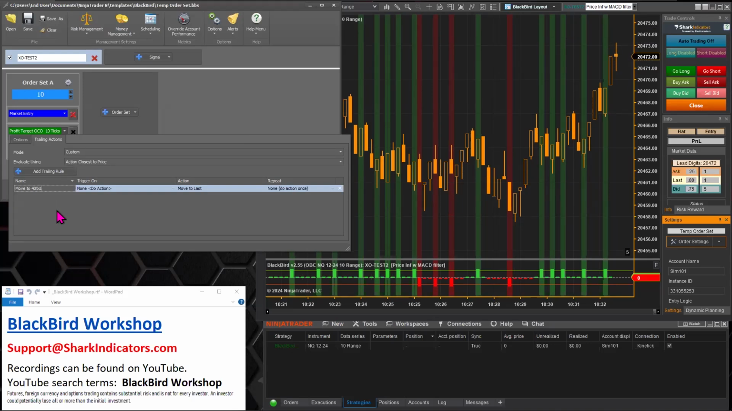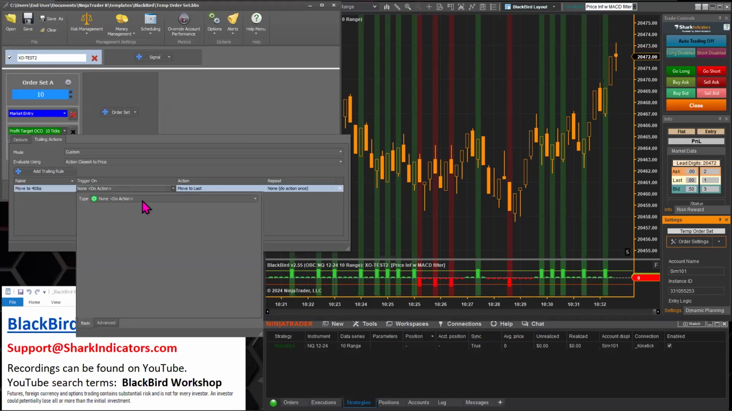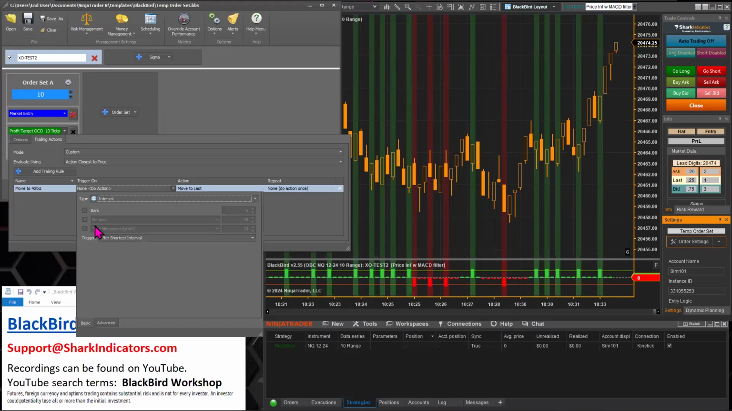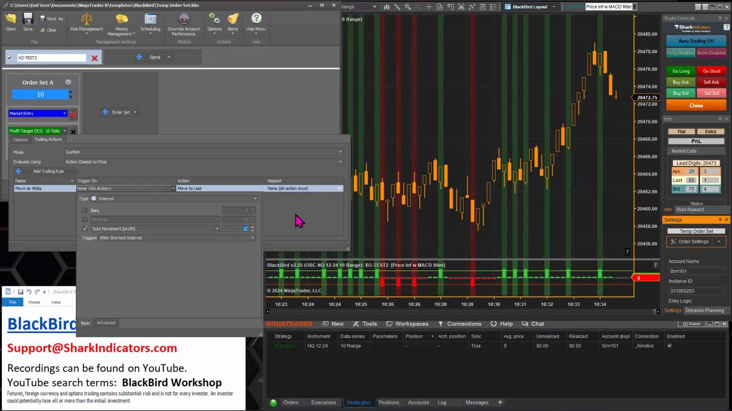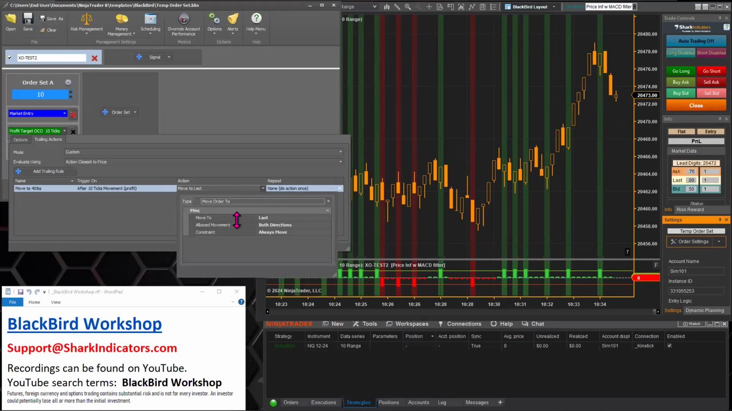So we're now going to move this profit target to 40 ticks when there's 10 ticks of profit. In the trigger, we're going to use the interval. Just enable the ticks of movement. That's already set up for us, and by chance the default there is 10 ticks. So this trigger will look for the market to move 10 ticks in a profitable direction. And then the action is we're going to move this profit target.